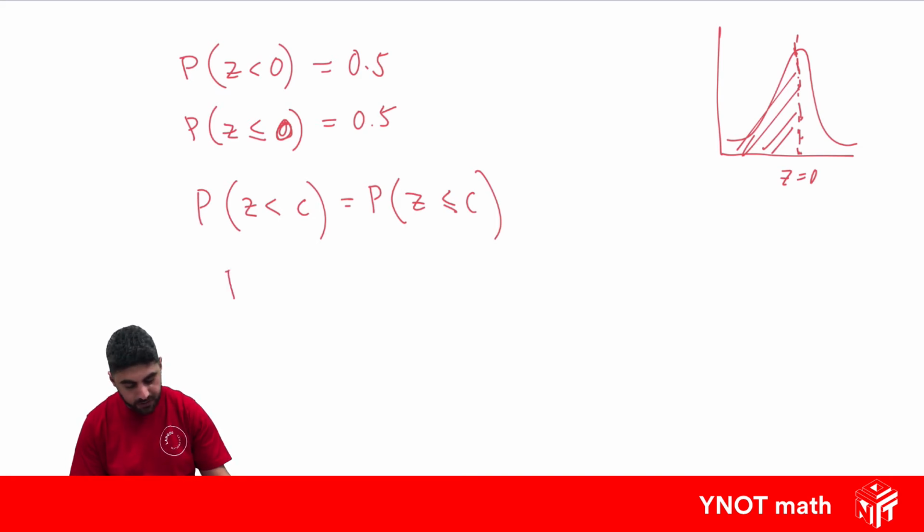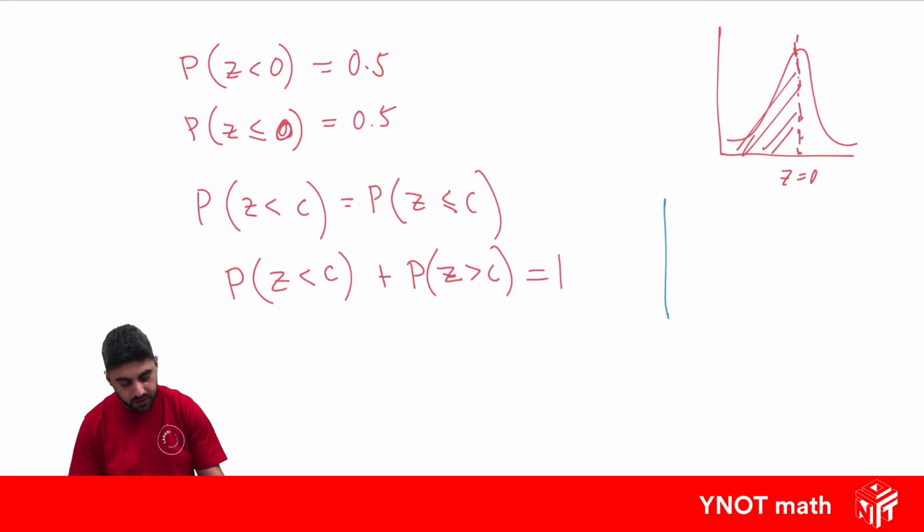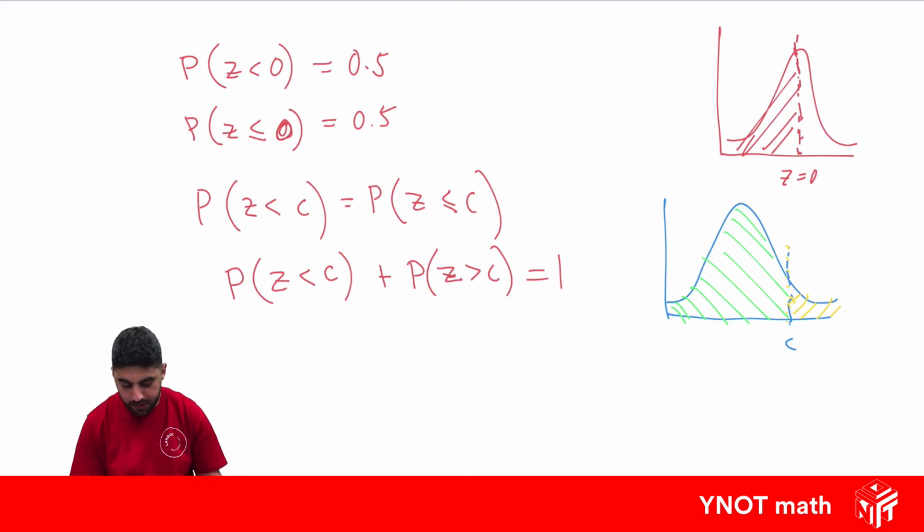And this means if we have the probability that a z-score is less than some amount c, plus the probability that a z-score is greater than some amount c, that's going to give us 1. And we can show that with another curve. So let's say the amount c is over here. The probability that it's less than c is all this side, and the probability that it's greater than c is all this side, and this line has no area, so we've covered the whole curve, and that's why when we add them together we get 1.